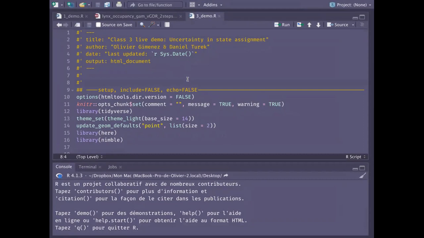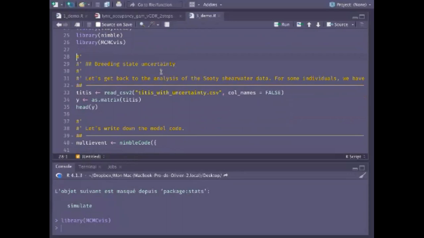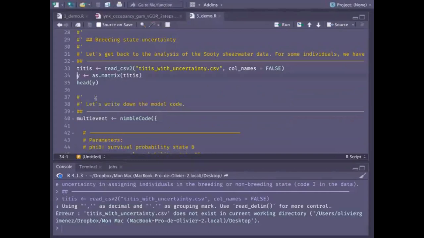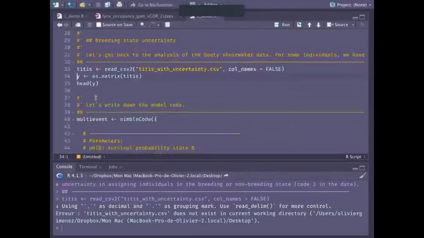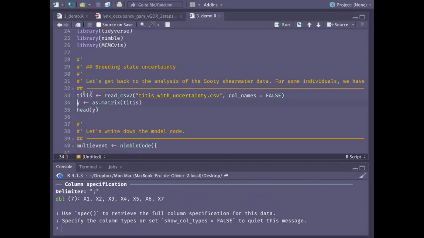Yep. Okay. Let's load some packages, Nimble, MCMCvis, or the package that Daniel showed you. Let's read in the data. It's in a CSV file. I need the data, so I'm going to download the data. Okay, I have the data, and now I'm going to get the file right, and that should be okay now.